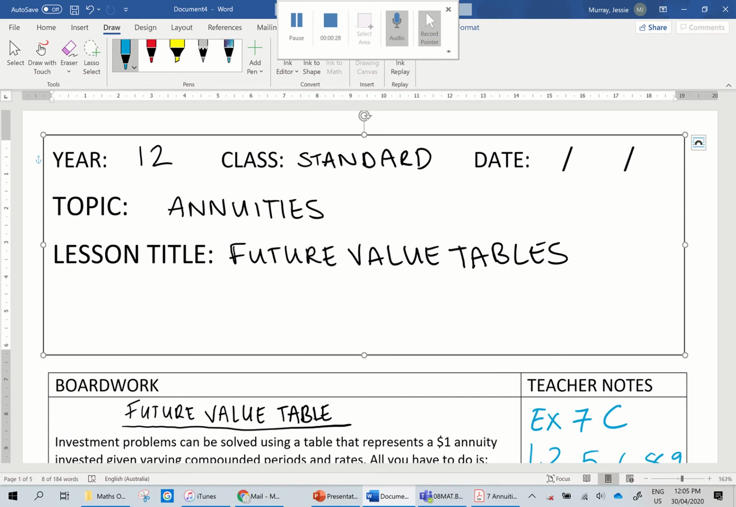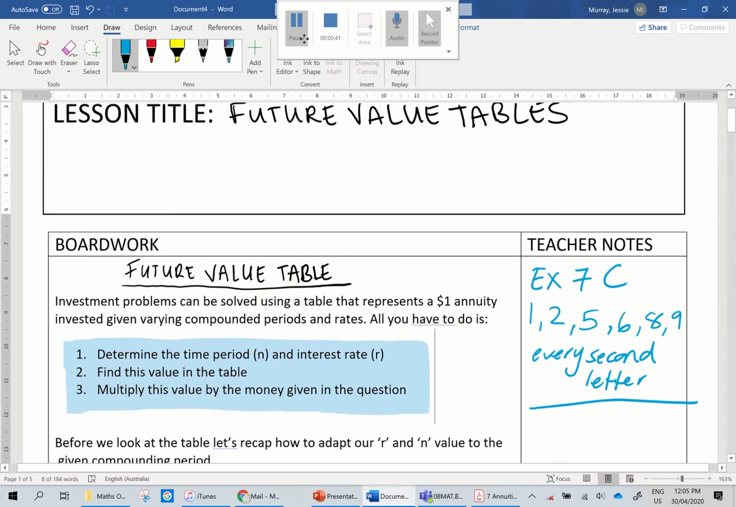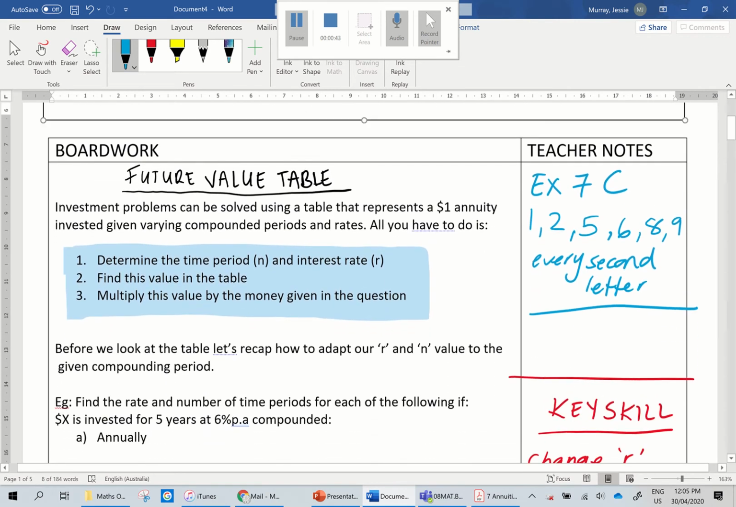It's an important topic, like I've mentioned. We have 3 weeks on our scope and sequence to do this topic, and it only goes up to 7E. So I do want to take my time and go into detail and make sure you understand it. So we are on exercise 7C.